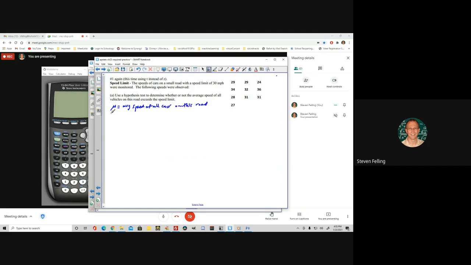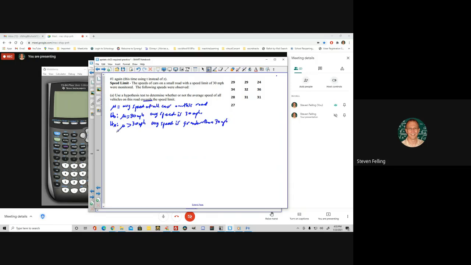right? And then H0 is going to be that the mean is equal to the historic value of 30 miles per hour. The average speed is 30 miles per hour. And the alternate will be that the average is something greater, because it says we want to check if it exceeds. So greater than 30 miles per hour, shading to the right, one-sided upper tail test. Average speed is greater than 30 miles per hour. Okay.